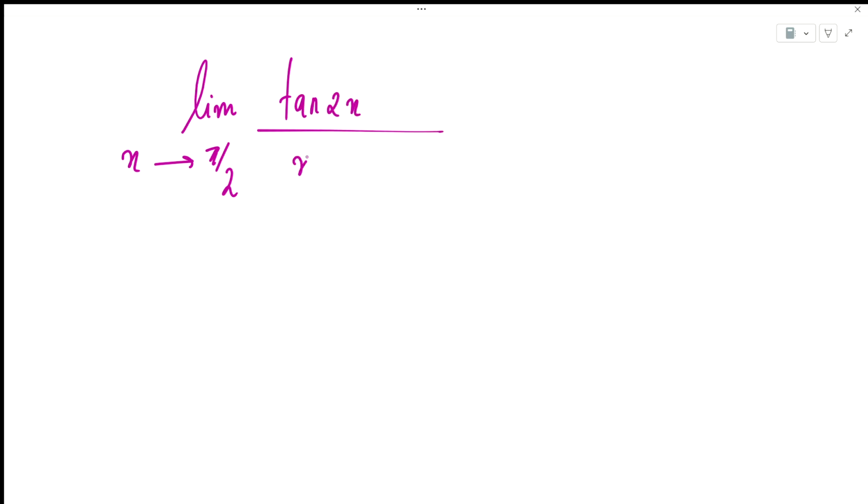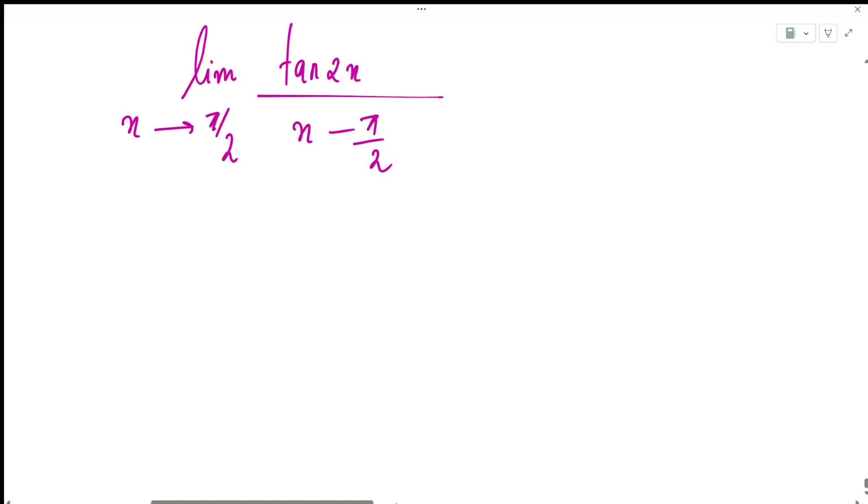Next question is an important question. We have the limit as x tends to pi by 2 of tan of 2x divided by x minus pi by 2. Now these limits are called limits using substitution method.